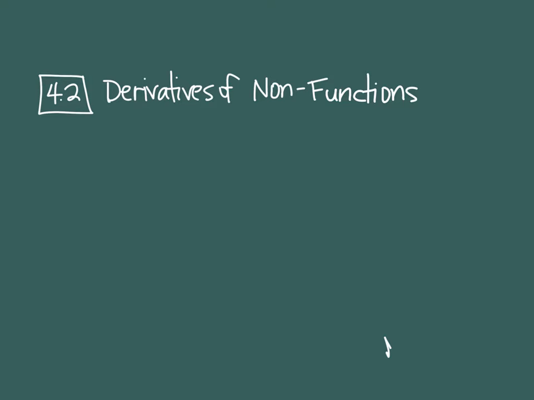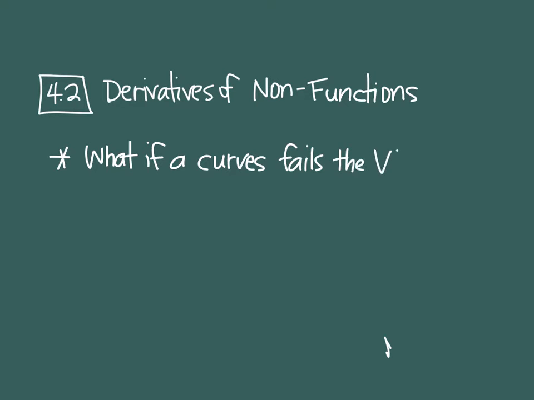So what do we do if it doesn't? What if a curve fails the VLT? Is it still possible to find the derivative? And the answer is yes, of course. Yes, it's still possible. But we need some special rules on how to do that. And so this is called implicit differentiation.